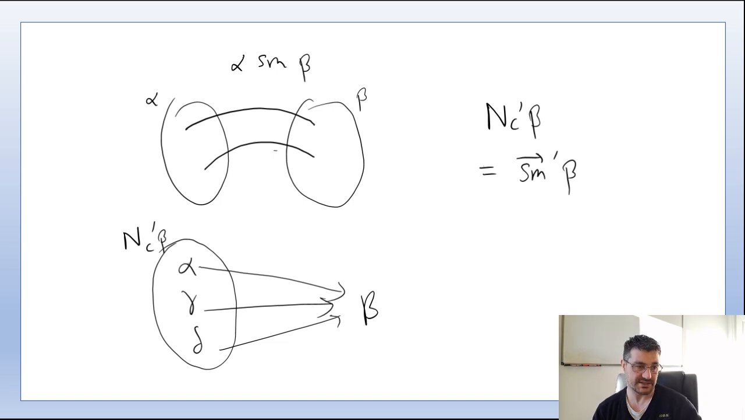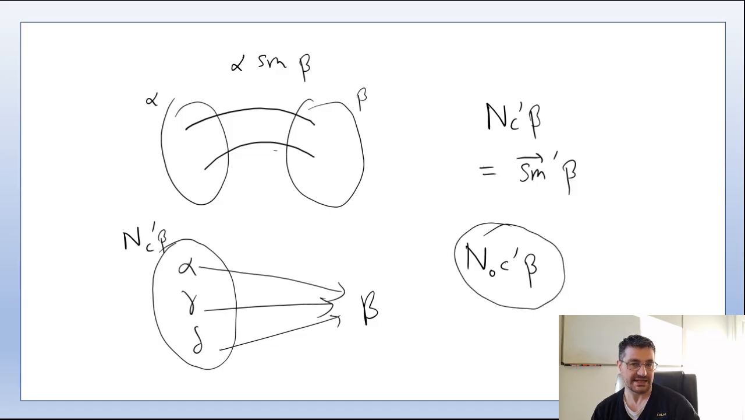So we write that in a particular way. We write it as n sub 0 c primed beta.